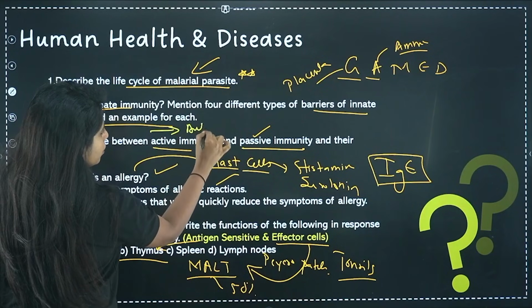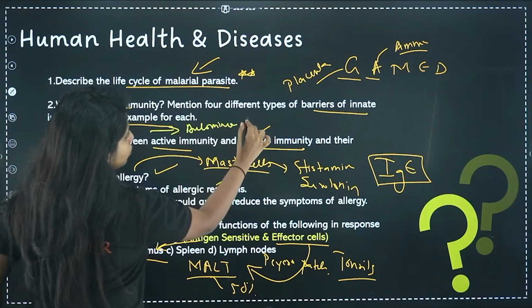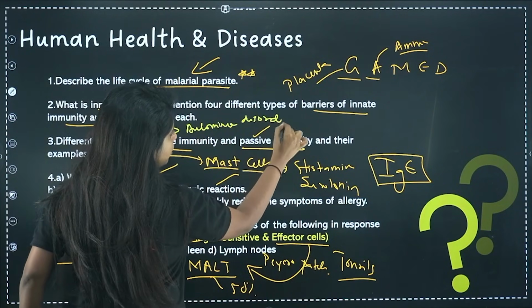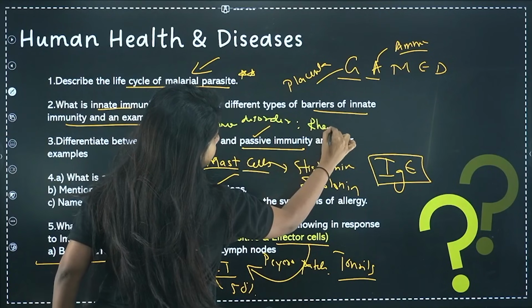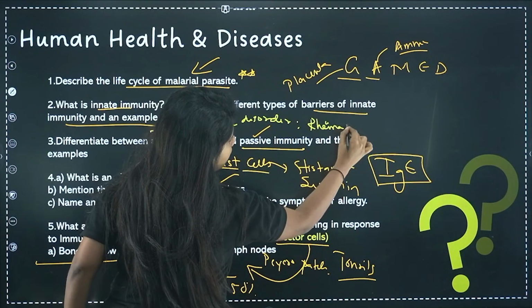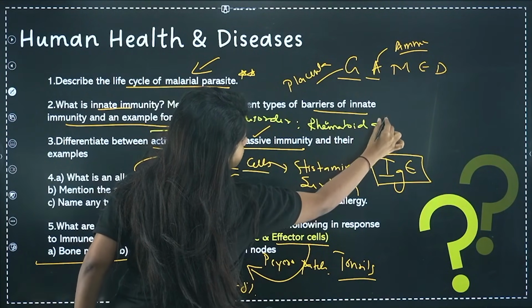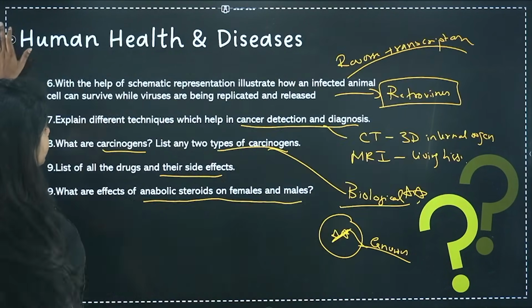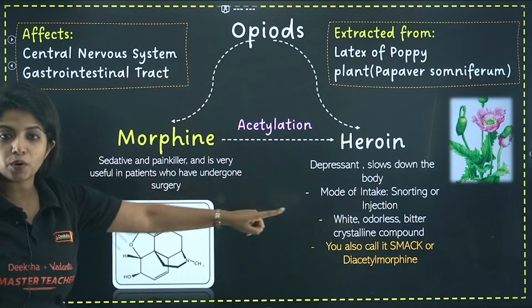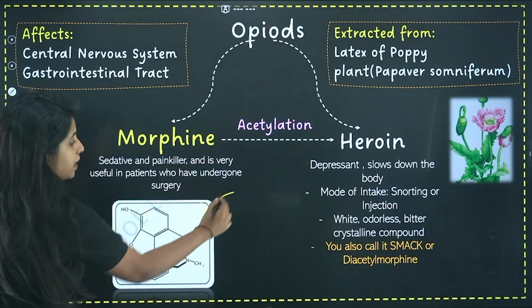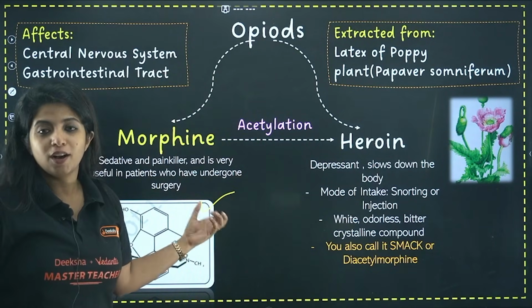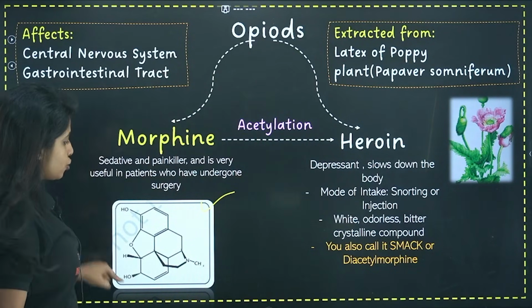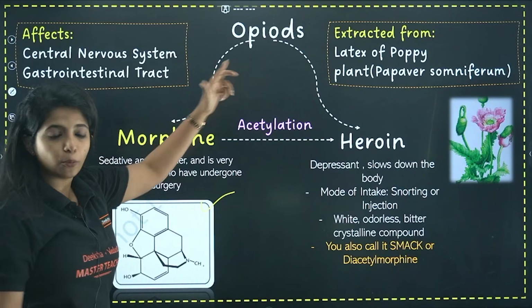Example of autoimmune disorder. What is the example of autoimmune disorder? Rheumatoid arthritis. So please go through all these things. And here, as I said, I have put all the drugs. This picture can be asked, and you will be asked which drug it is or where you get it from. So this is the structure of morphine, and morphine comes under opioids.